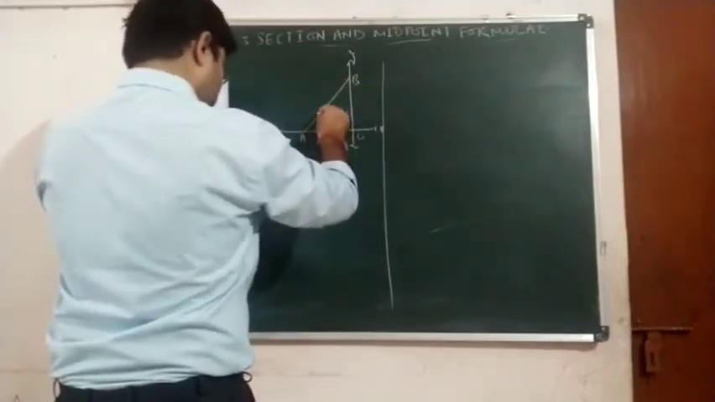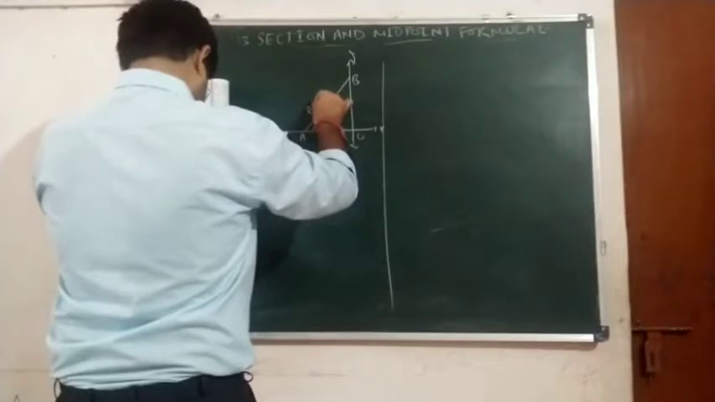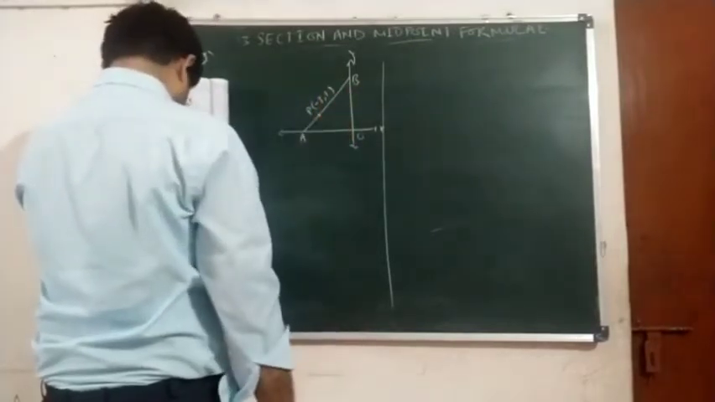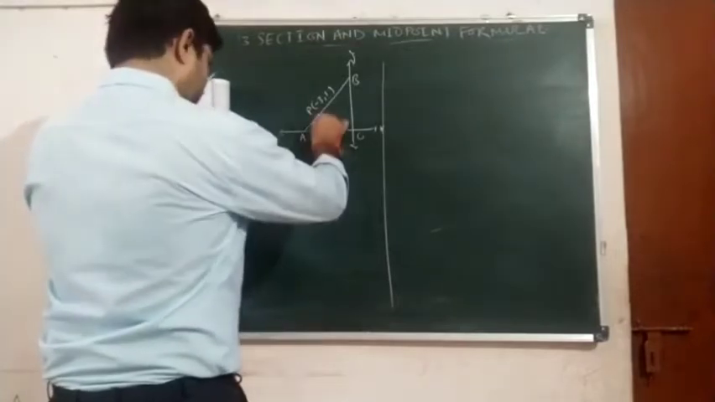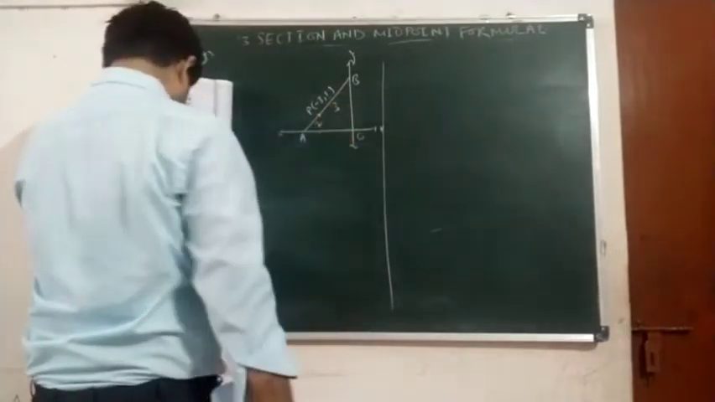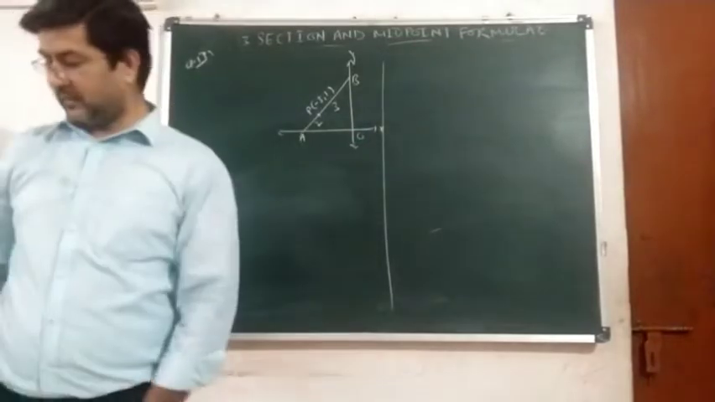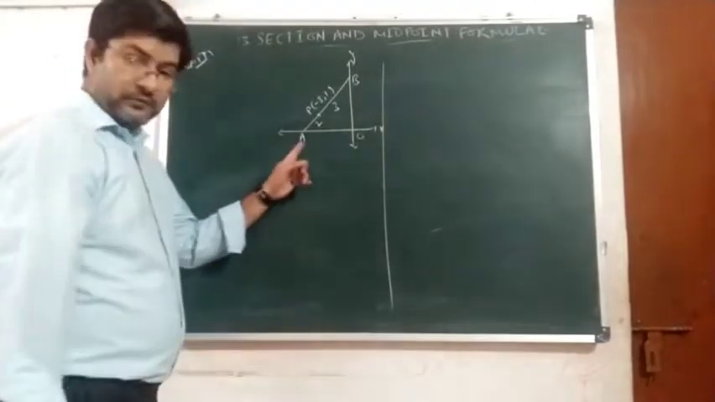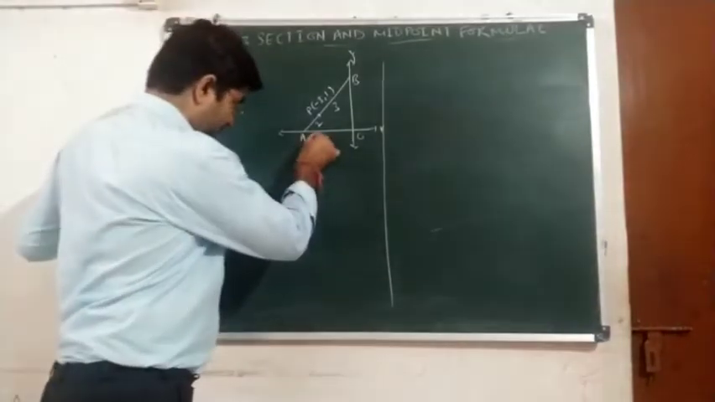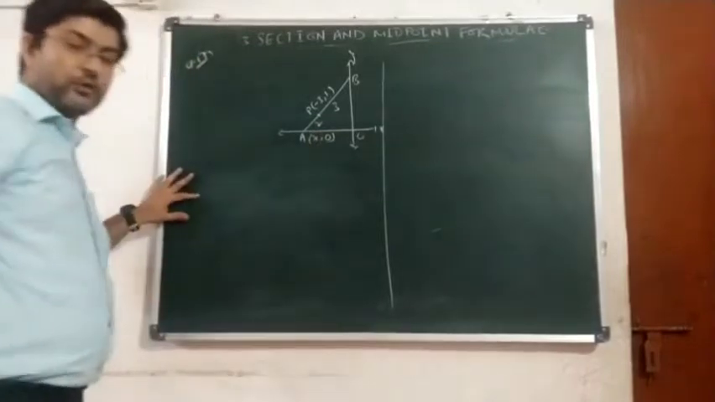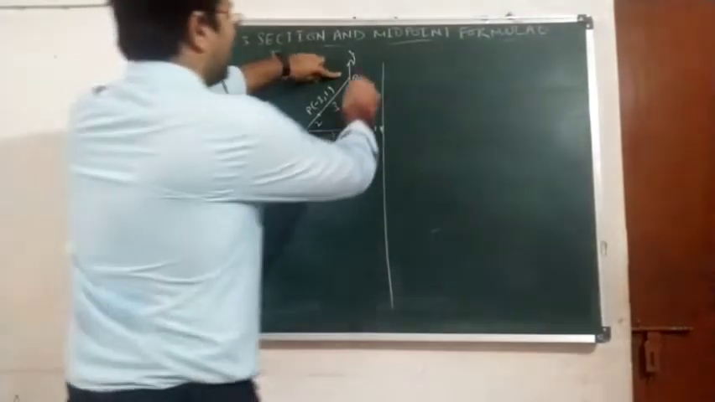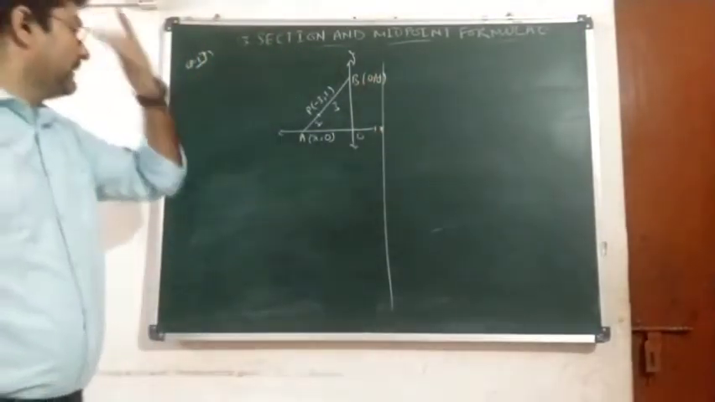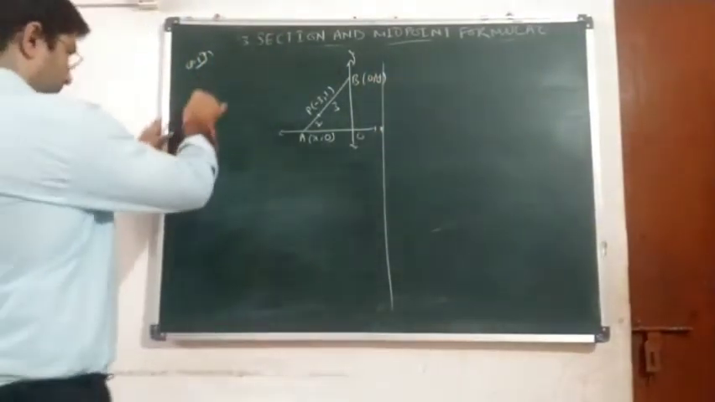AB, point P is (minus 3, 1). Okay, the ratio is given 2:3. We have to find the coordinates of A and B. So let us do that. Now we know that point A lies on the x-axis, so its coordinates will be of the form (x, 0). Similarly, B lies on the y-axis, so its coordinates will be of the form (0, y). Okay, so let us write down.